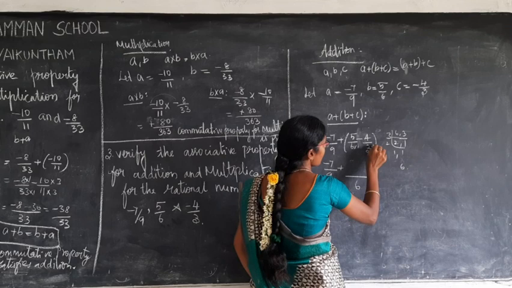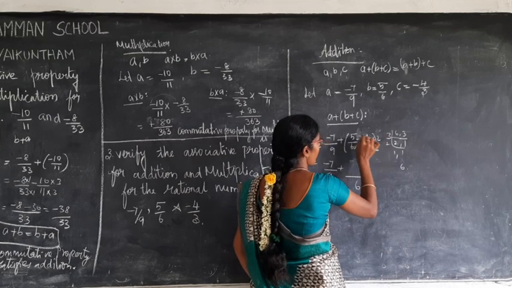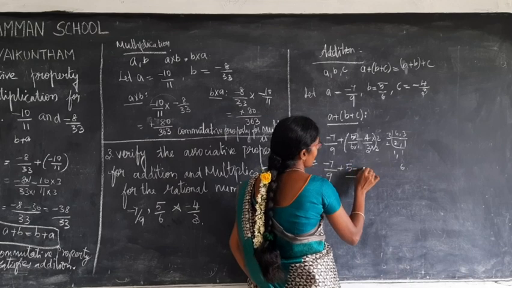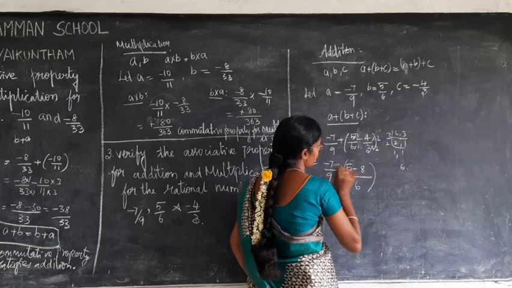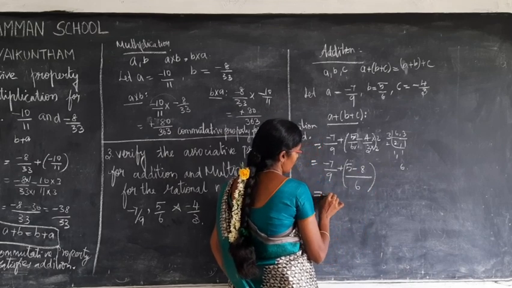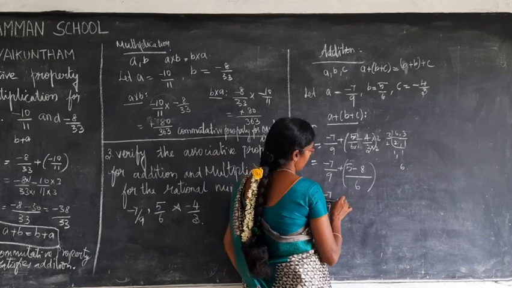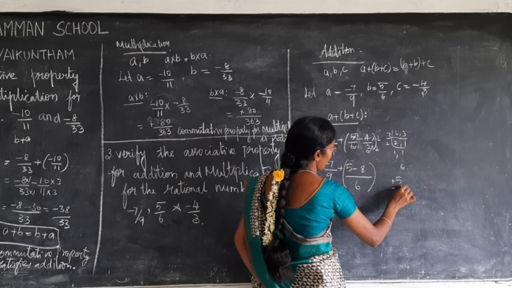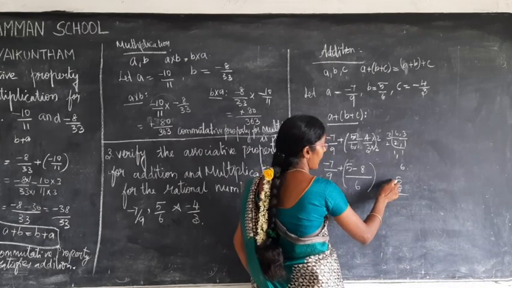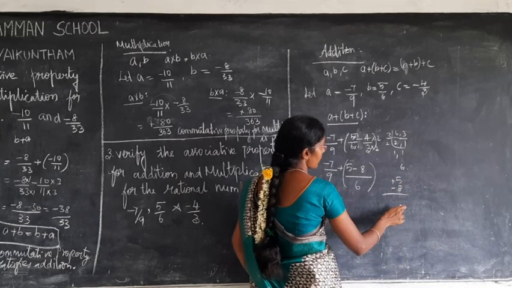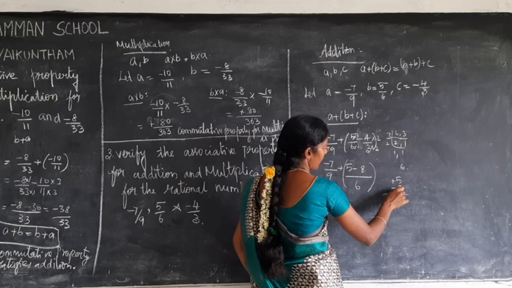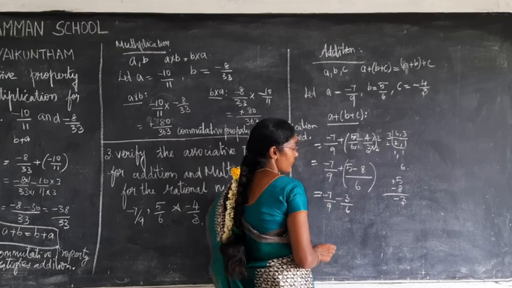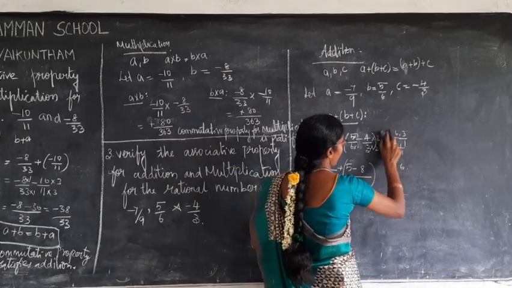So 1 here, here 2. So the numerator also multiply by the same number, 5 minus 8. Okay, so minus 7 by 9 plus, that is 5 plus 5 minus 8. Different sign, so you have to subtract 8 minus 5, 3. Greater number 8, so minus sign. So minus 3 by 6. Okay, we have completed the bracket.